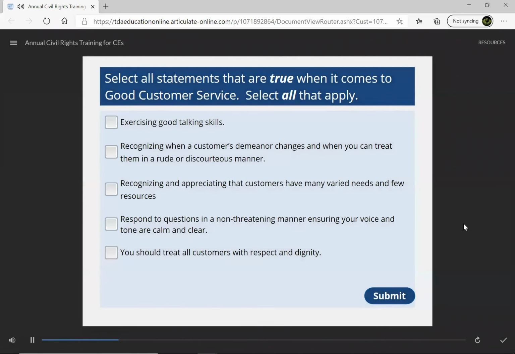Select all statements that are true when it comes to good customer service. Select all that apply.